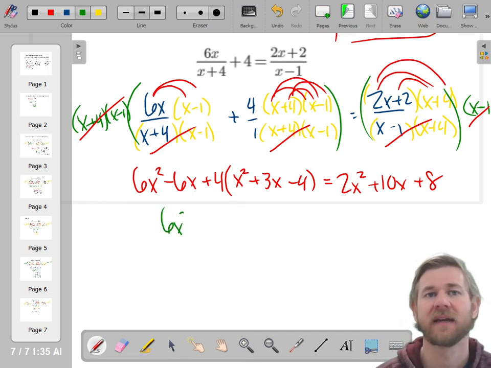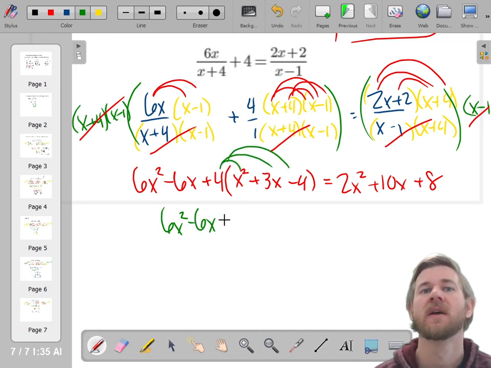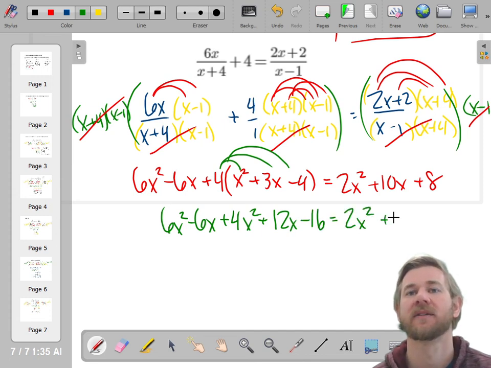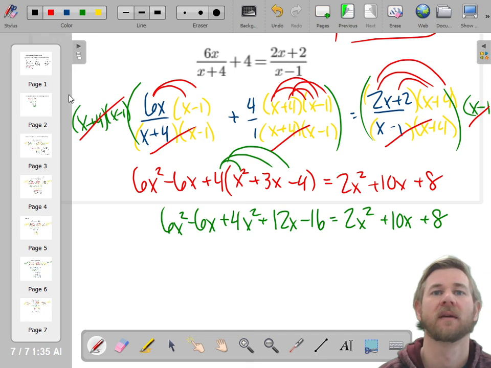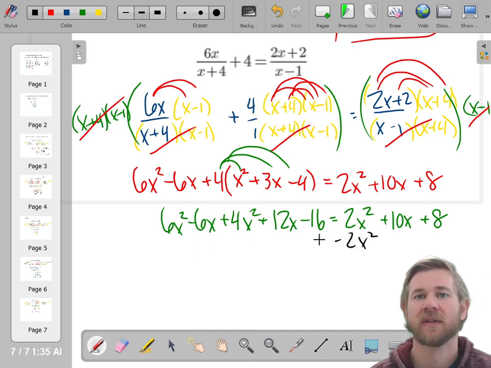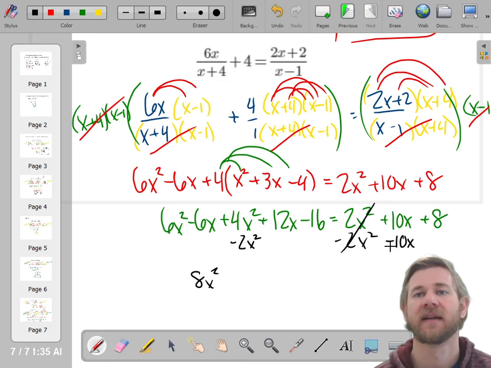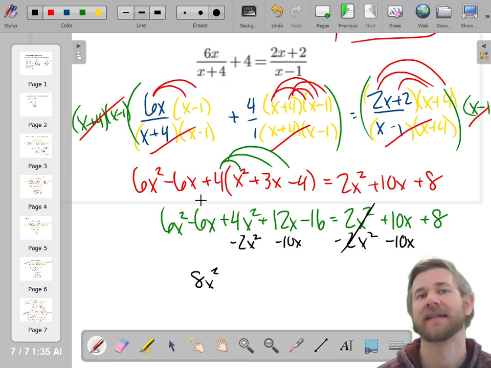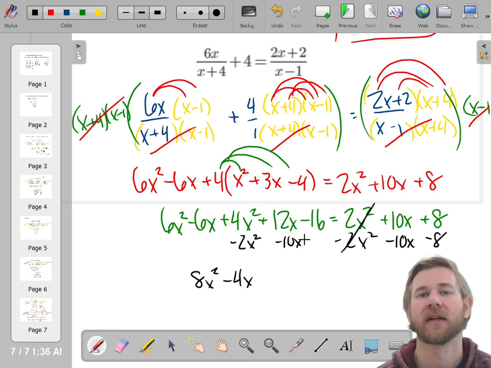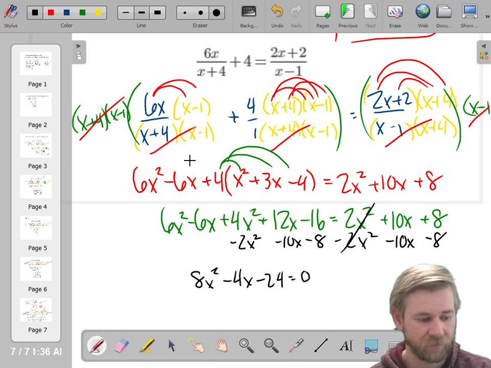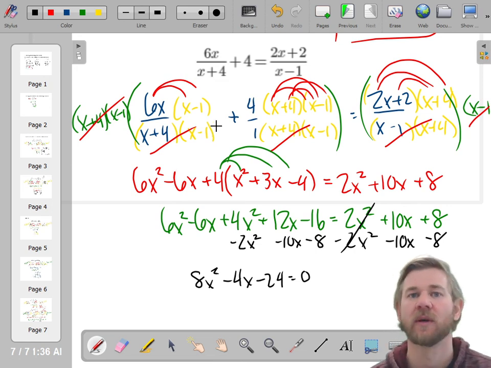So let's see. I got 6x squared minus 6x. Now I have to distribute the 4. So 4x squared plus 12x minus 16. We got a lot of terms here. That's okay. So let's get all our like terms on one side. I'm going to subtract 2x squared. So that's 6, and then that's 2. So 6 plus 2 is 8x squared. I'll subtract 10x from here. So that's negative 6 and positive 2, which is negative 4. And I'll subtract 8: negative 16 and negative 8 make negative 24. So I have 8x squared minus 4x minus 24 equals 0.